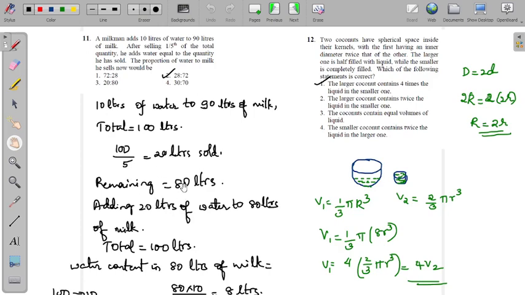Now the remaining is 80 liters. To that 80 liters, he will add water which is equal to the sold amount.